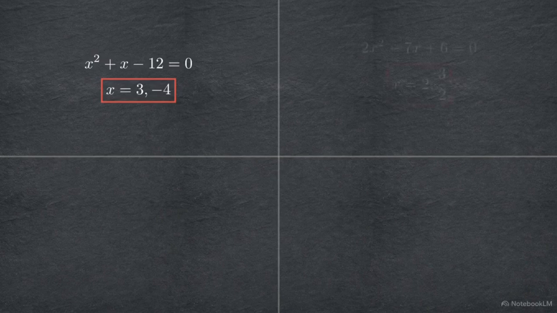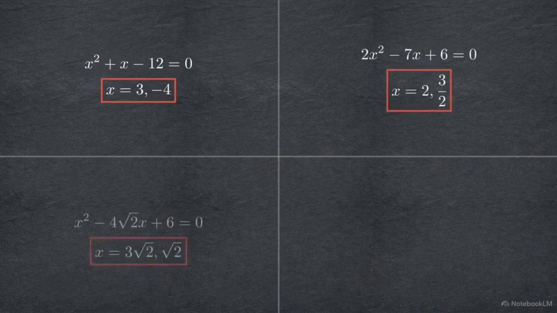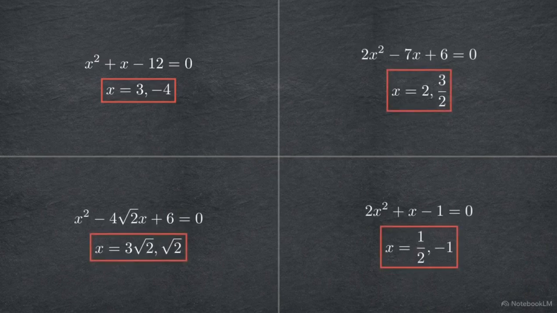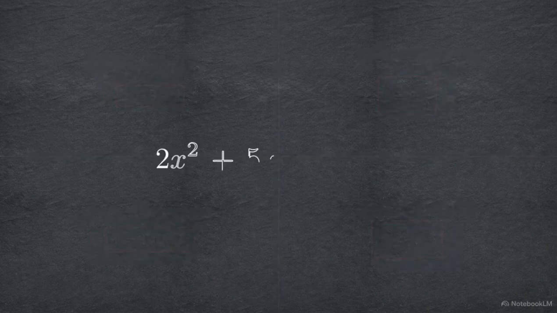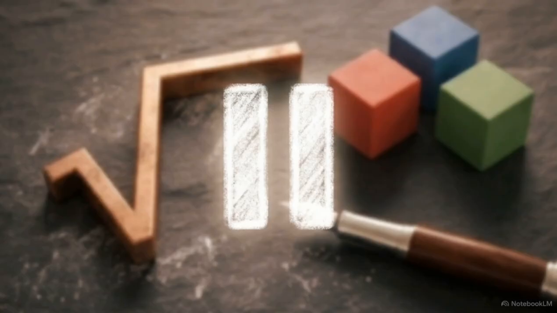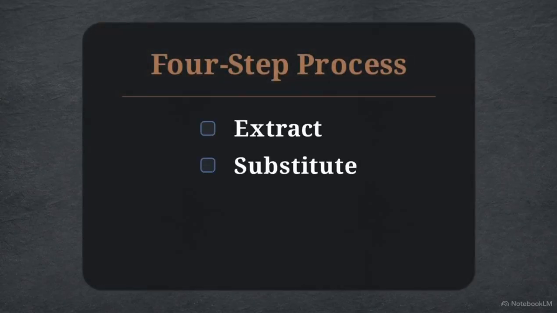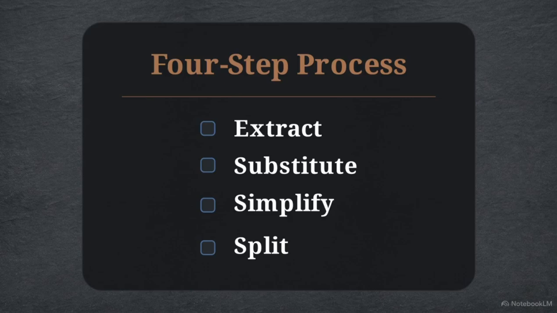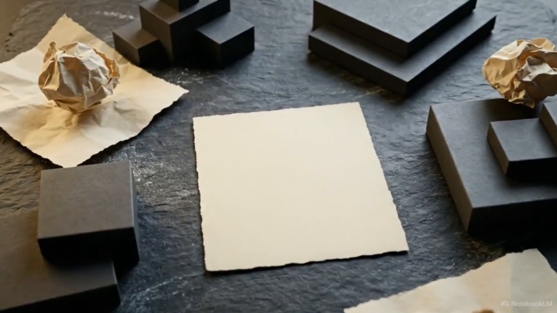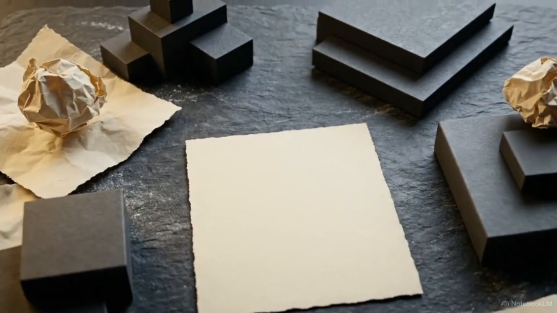Look at the grid. We started with a basic equation, addressed the negative sign trap, handled a complex root, and finished with a high-speed example. Here is your final quadratic equation to solve. Pause the video right now. Use the 4 steps: extract, substitute, simplify, and split to solve this on your paper and post your final values for x in the comments below.